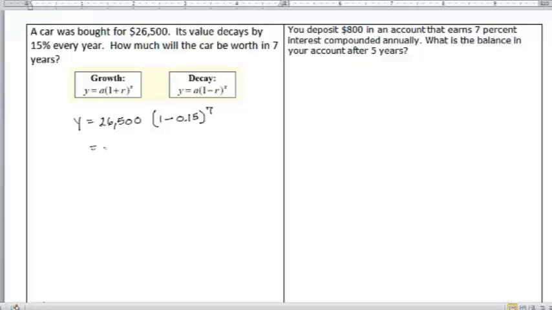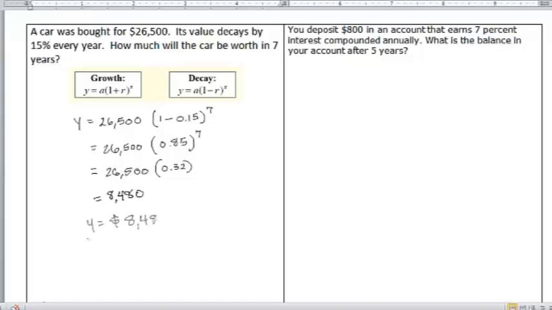So we go ahead and solve our equation, and we end up with 8,480. It means that after 7 years, our car will be worth $8,480. Okay, let's go ahead and do the next one.